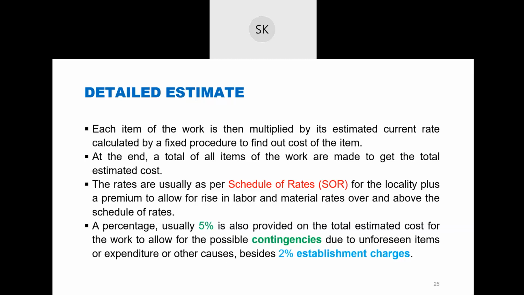Okay. Remember the percentages. For contingency, we usually take 5%. For establishment charge, we take 2% of whatever the total cost you got. Understood or not? Any confusion? For establishment charges, we take 2%. For contingency, we take 5%.